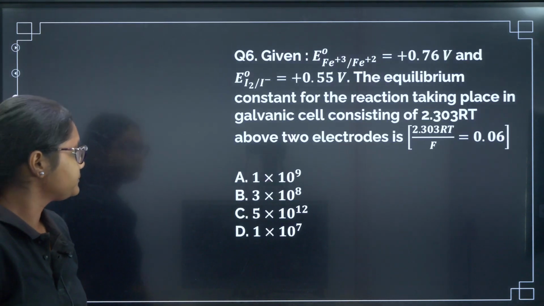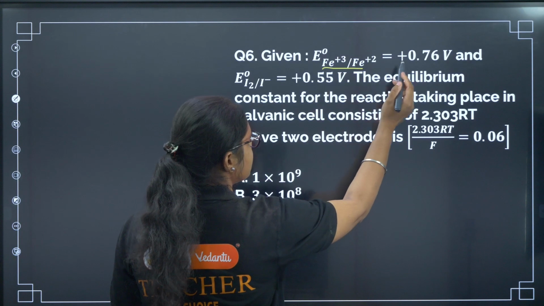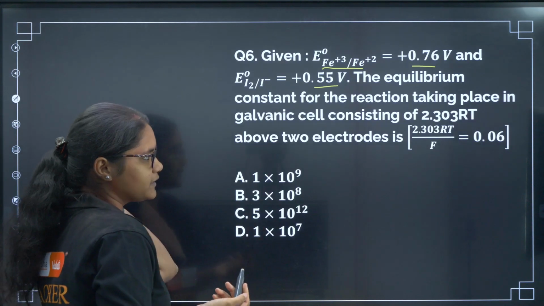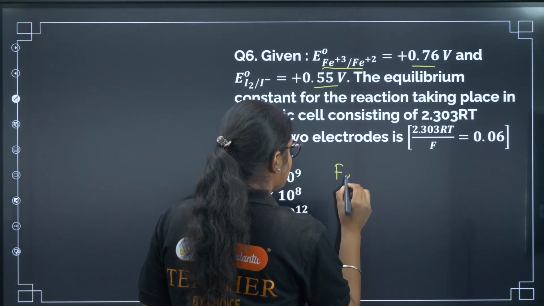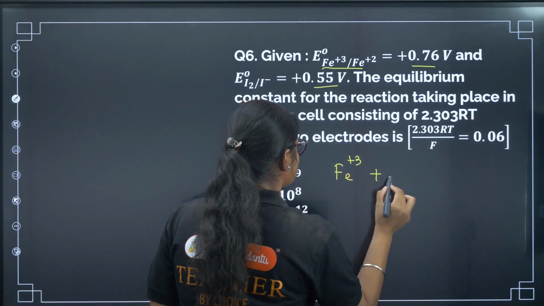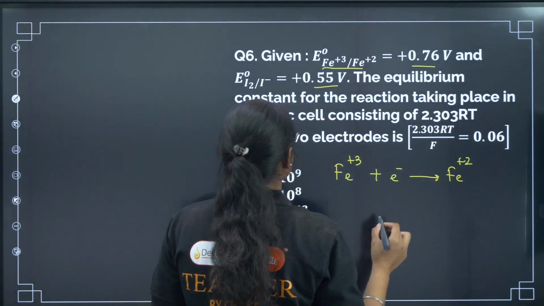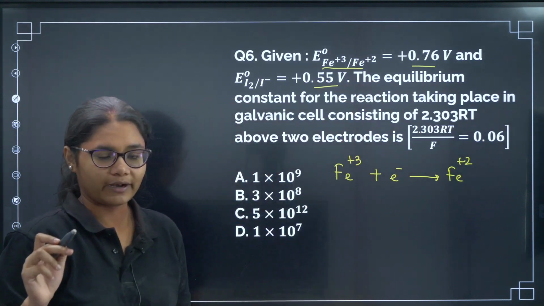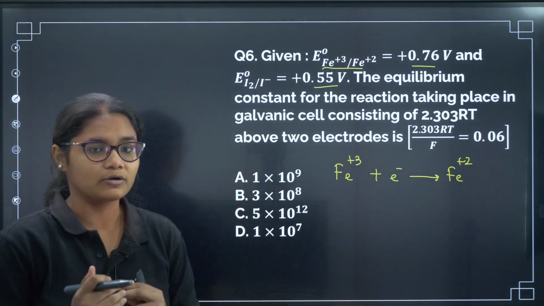Okay, next question. We have been given a reaction, Fe3+, this value is given, and 2 cells are given. The equilibrium constant is asked. First, write down the reaction: Fe3+ plus 1 electron gives Fe2+. And see here, the reduction potential of Fe3+ is more, right? So Fe will undergo reduction and I2 will undergo oxidation.